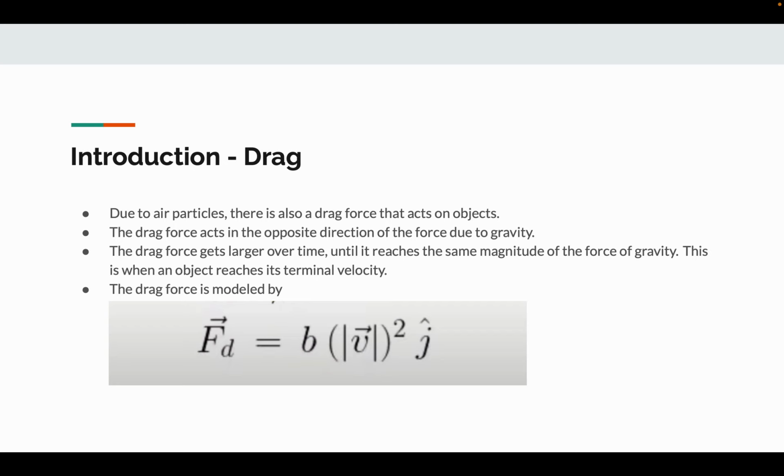Next, we'll talk about drag. Due to air particles, there is also a drag force that acts on objects. Drag force acts in the opposite direction of the force due to gravity, which will be upwards. The drag force gets larger over time until it reaches the same magnitude as the force of gravity. This is when an object reaches its terminal velocity. The drag force is modeled by b, which is a proportionality constant, times the magnitude of v squared.